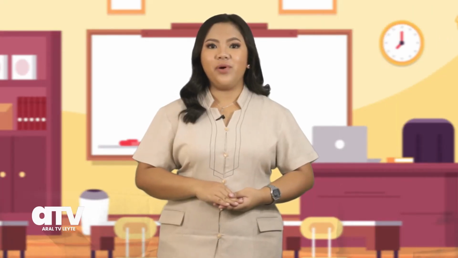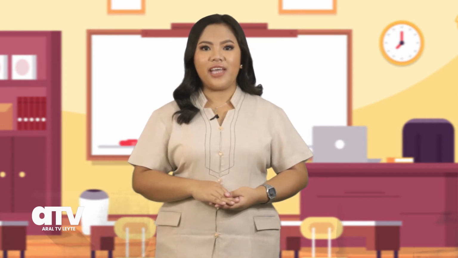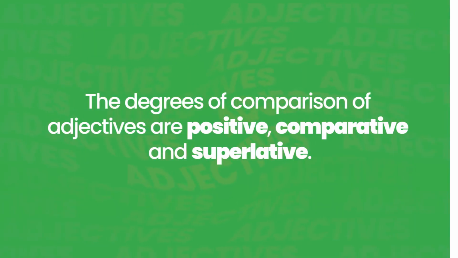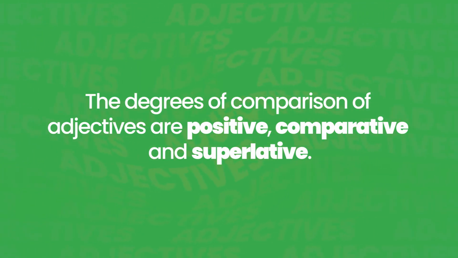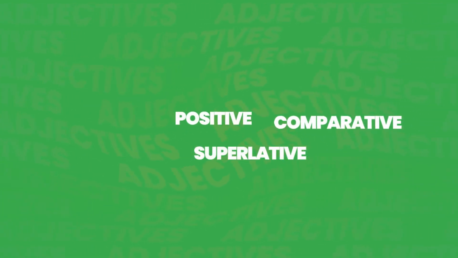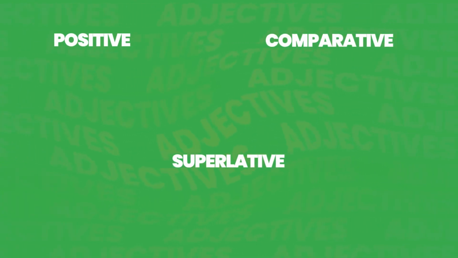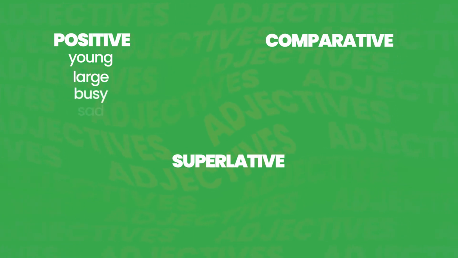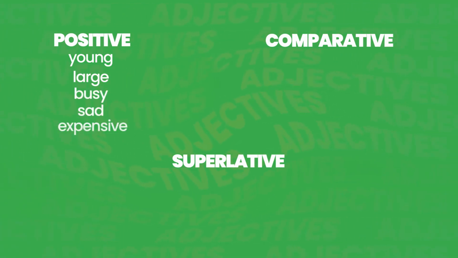I have here a table of the degrees of comparison of adjectives. Let us find out how the adjectives showing comparison are formed. The degrees of comparison of adjectives are positive, comparative, and superlative degree. What are the adjectives in the positive degree? The adjectives in the positive degree are young, large, busy, sad, and expensive.